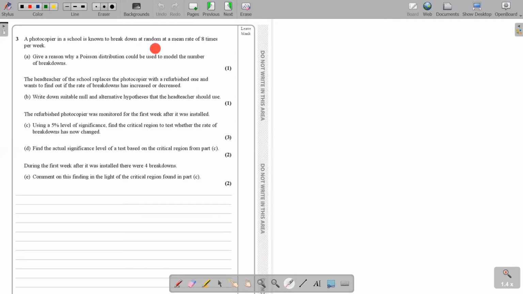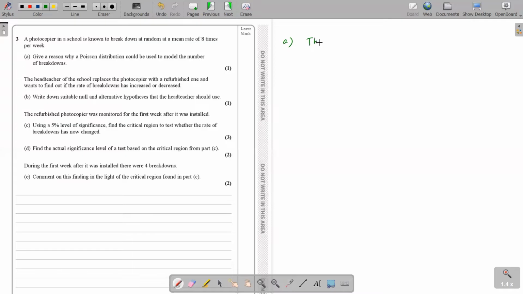What about the machine breaking down? It occurs independently, and you can also see it occurs at a constant rate. Because in Poisson, it's really important that you have a constant average rate of the event happening. So we can assume the breakdowns are independent and they occur at a constant rate. Okay, so that is part A.